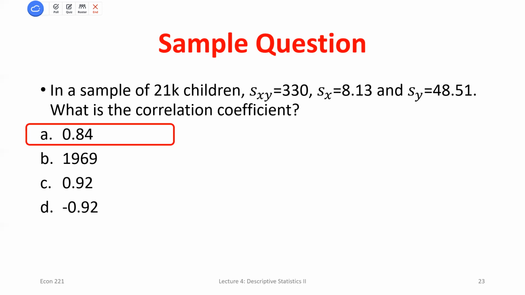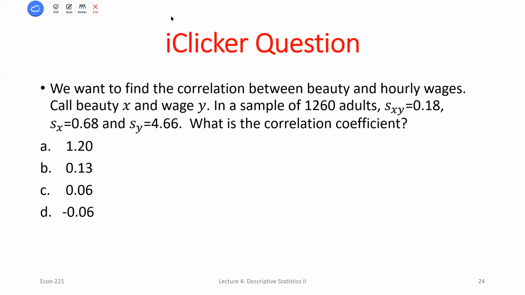I thought I had it up there, so I'll write it up on the board. So we've got 330 divided by 8.13 times 48.51, which ends up being 0.84. It shouldn't be tough. It should be an easy one if I ask you a question like this on the exam. So let's see how everyone's understanding this. We'll give you a little bit of time, work with the people around you.